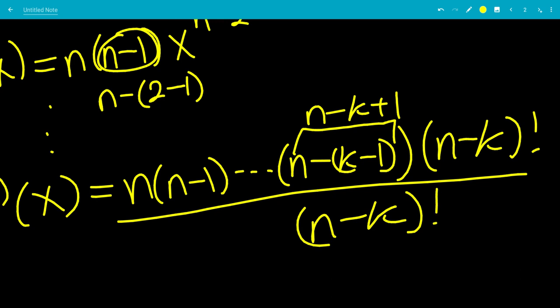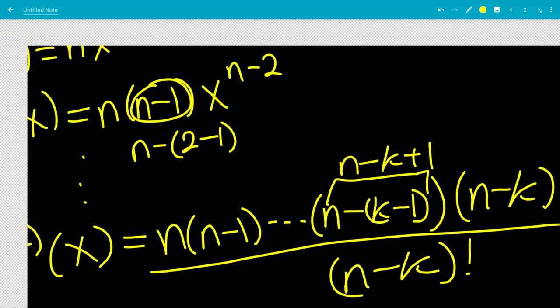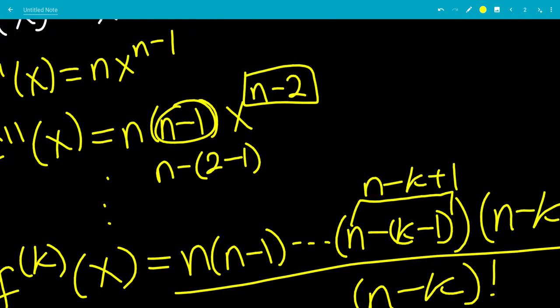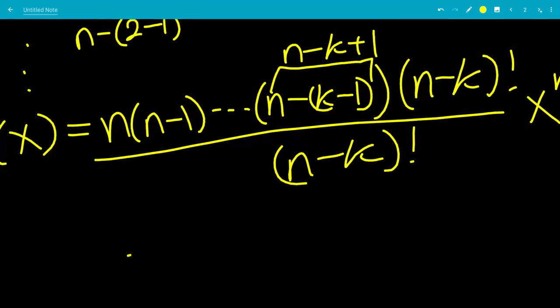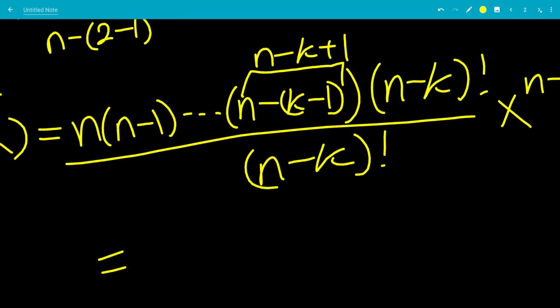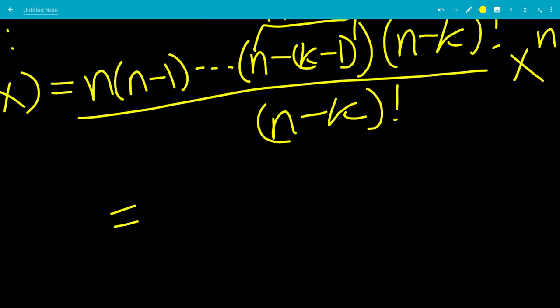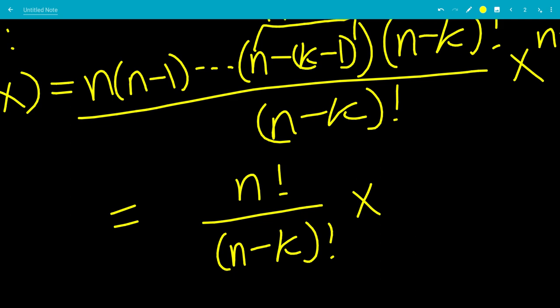Now we're also left with x to the n. So this is n minus 2, n minus 1. So this will be n x to the n minus k, because kth derivative. Okay, so n all the way up to n minus k factorial, and then that keeps going forever. In total, the top is just going to be n factorial. On the bottom, we'll have n minus k factorial, and then we're going to have x to the n minus k.